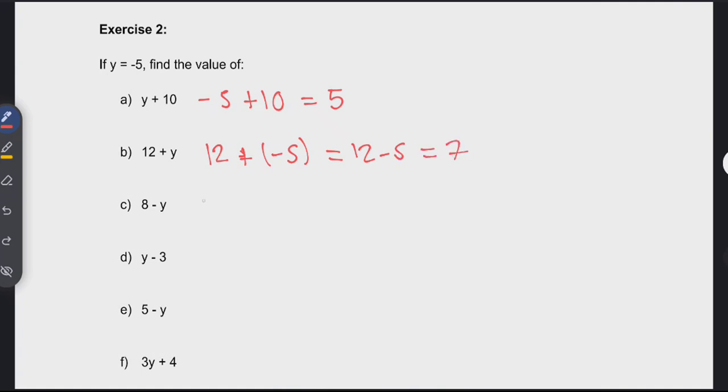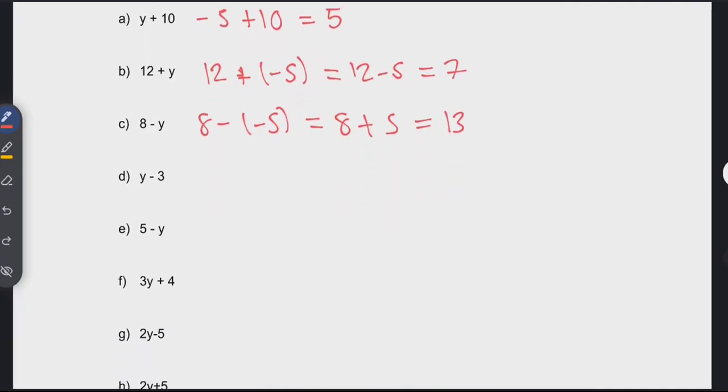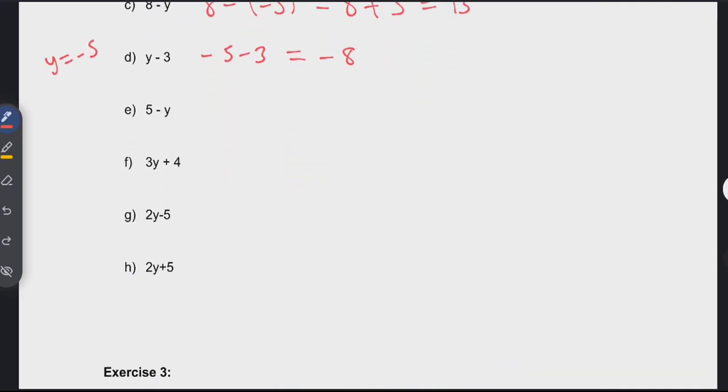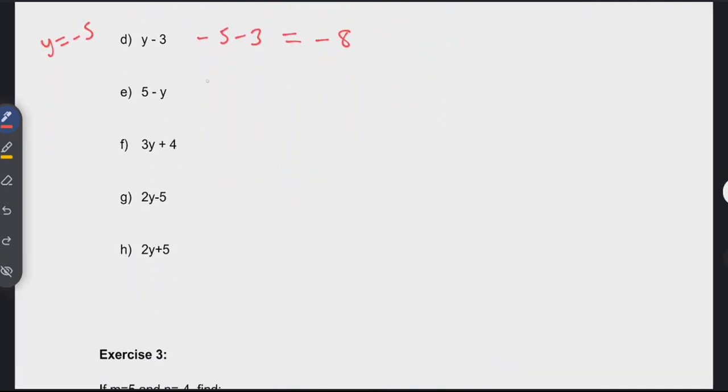But 8 minus y, so 8 minus 5, negative minus a negative becomes a positive, that becomes 8 plus 5, which is 13. Okay. So y is equal to minus 5. What about y minus 3? So minus 5 minus 3. Well, that's going to be minus 8. And then what about 5 minus y? So 5 minus minus 5. That's the same as saying 5 plus 5, which is going to be equal to 10.